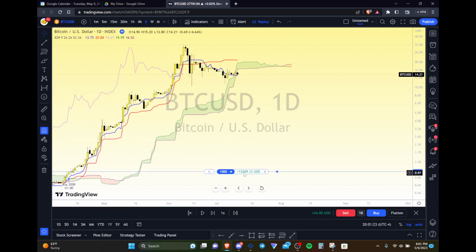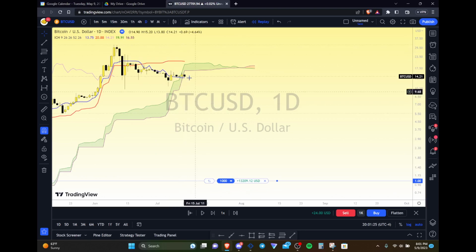We're up right now $13,209. Now, we can't go short here, even though the cloud's red. Candles are breaking under the cloud, and Chikou span's just under the candles. You can't go short because you're still above the Tenkan-sen. So you need to see the candles below everything.